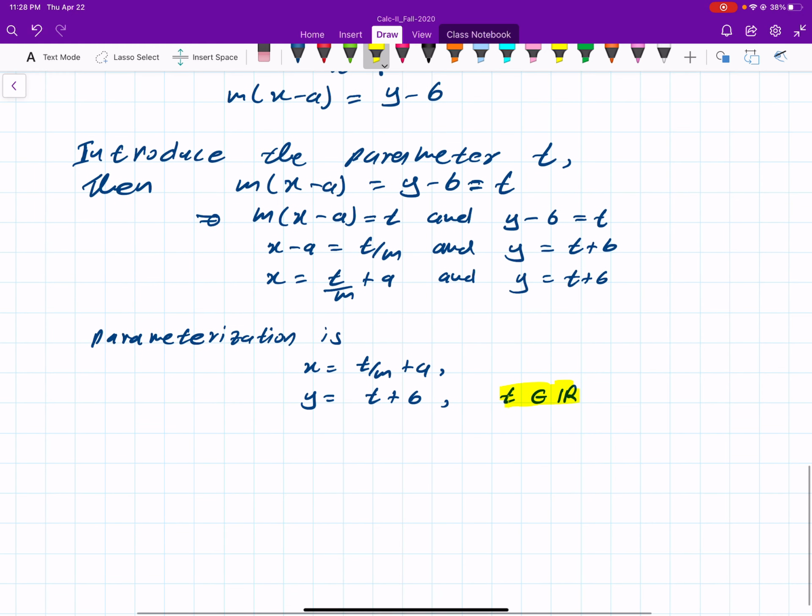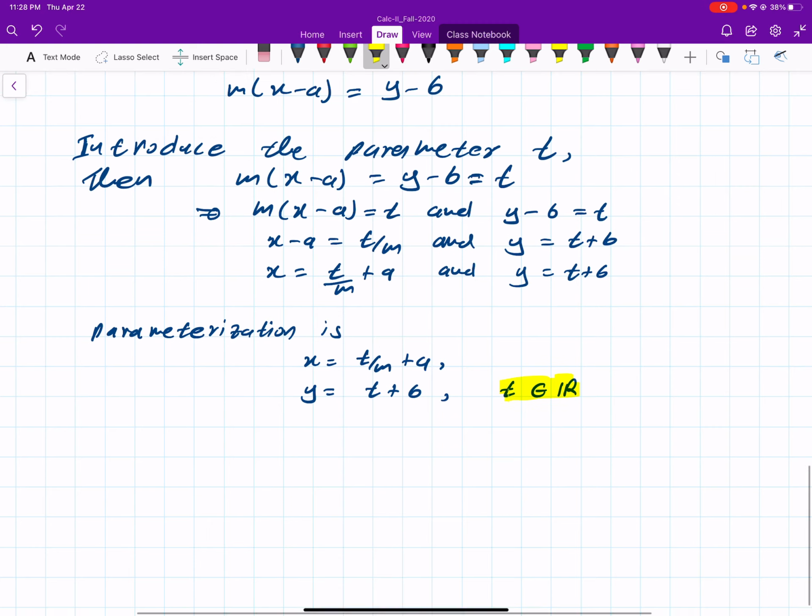All right, so let's move to the next definition. Next, we are going to learn a definition. Let me write the definition here.